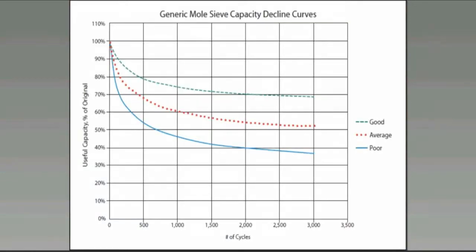What we show over here is a plot of the useful capacity of the adsorbent versus the number of cycles. And we show it for good, average, and poor environments. What makes a good, average, and poor environment? Well, usually it's the contaminants that are in the gas. And the contaminants that are in the feed gas are going to be a function of the upstream operations. You have a lot of contaminants in the gas, you're going to experience a poor life cycle curve. What's common to all these curves is that they all start out with a very steep loss in capacity, and then the curves tend to flatten out.